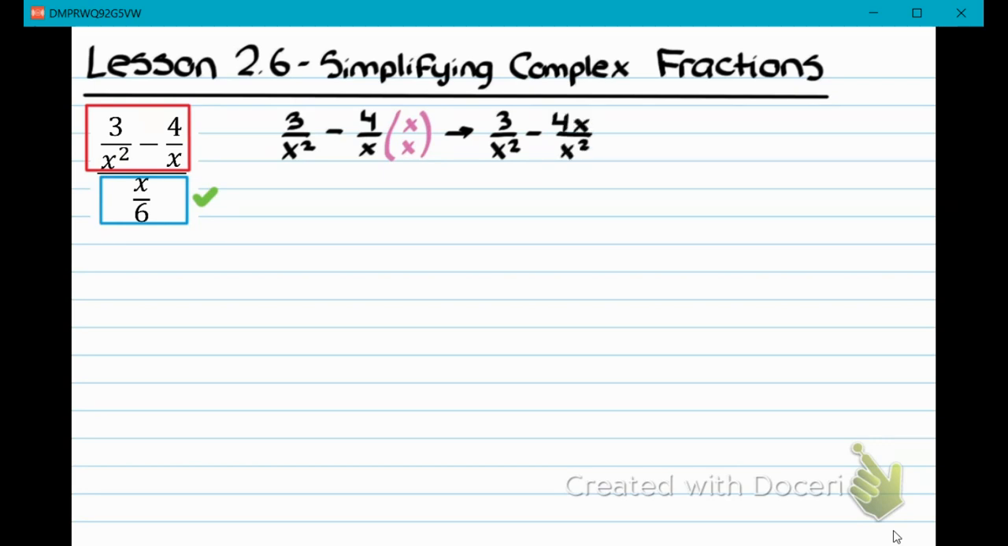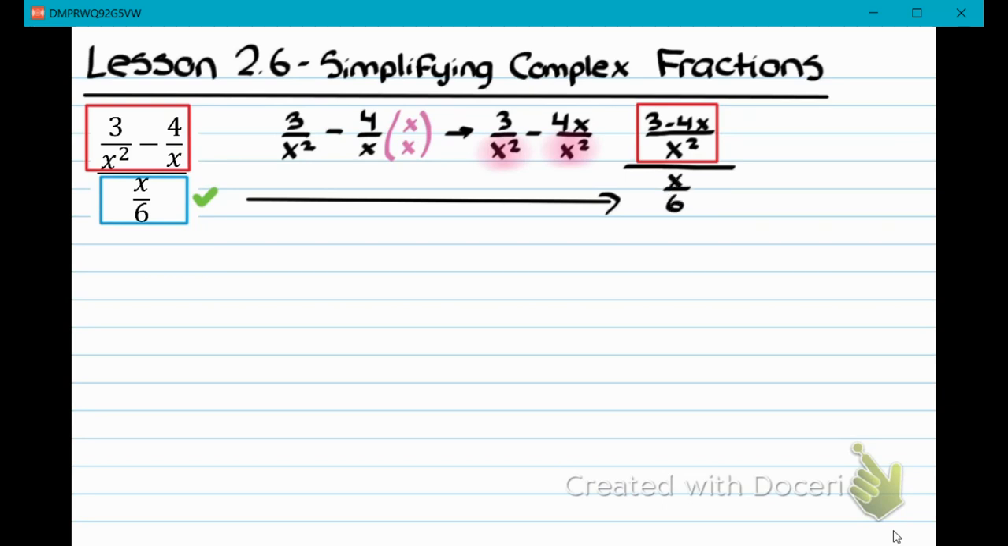So now they match. I have x to the second and x to the second, so now I can create one whole fraction, which I would write as 3 minus 4x. And remember, the common denominator stays the same, so it's over x to the second. So I'm going to box that off in red. Okay, so that one's done. And actually, this one is already done. So we're just going to bring it all the way over here. I'm going to draw my fraction line, and it's over x plus 6. And I'm going to box that off in blue.